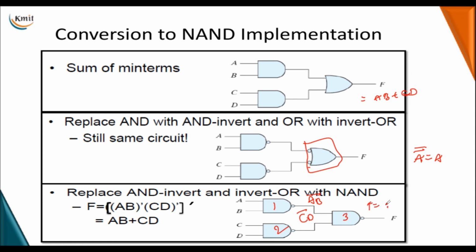F is equal to, now, AB bar is one of the inputs and CD bar is another input of the third gate. The output of this third gate will give you the complement of these two inputs. So now it becomes AB double bar, and this AND becomes OR, so plus CD double bar. So these two are cancelled. The same functionality we obtained from AOI logic is also obtained by replacing all these AND gates and OR gates with only NAND gates.